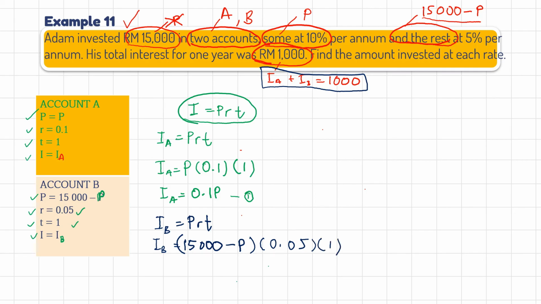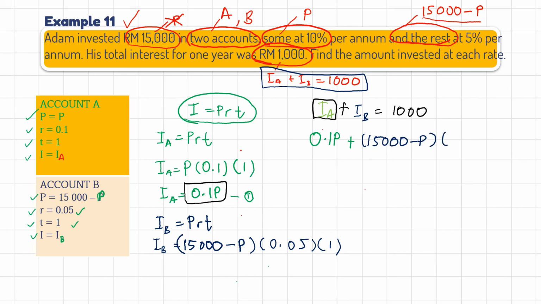Okay, since here we have IA plus IB equals 1000, we can substitute the information for IA here. Therefore, we can write 0.1P plus IB, which is 15,000 minus P, times 0.05 times 1, it will be the same 0.05, equals 1000.